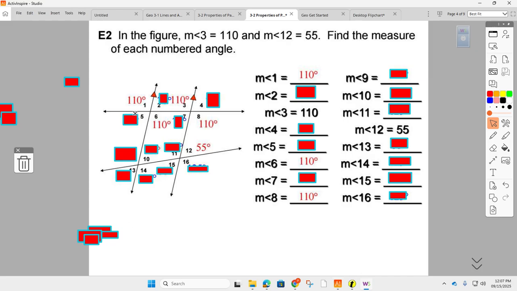What about 1 and 5? What do we know about 1 and 5? We only have 2 possible things we could be writing, 110 or 70, right? So 1 and 5, they are same side exterior. We don't have a rule for that. But we do have a rule for a linear pair, right? They're a linear pair. They share this side, and the side they don't share makes a line. So this one is going to be supplementary, right? So it's going to be 180 minus 110, which would make it 70. So they're all going to be either 110 or 70.